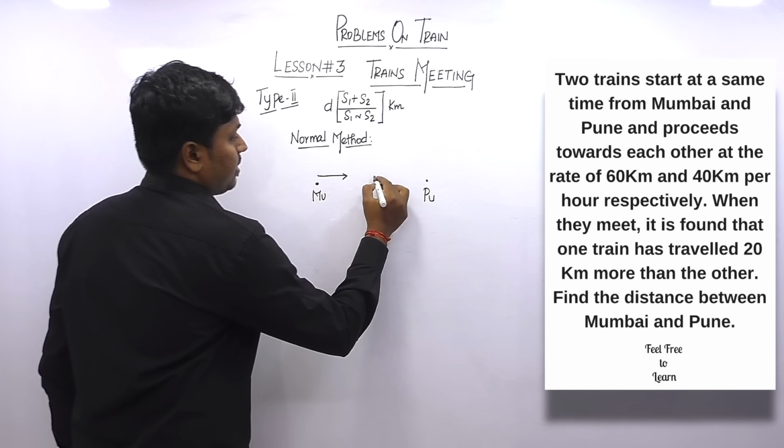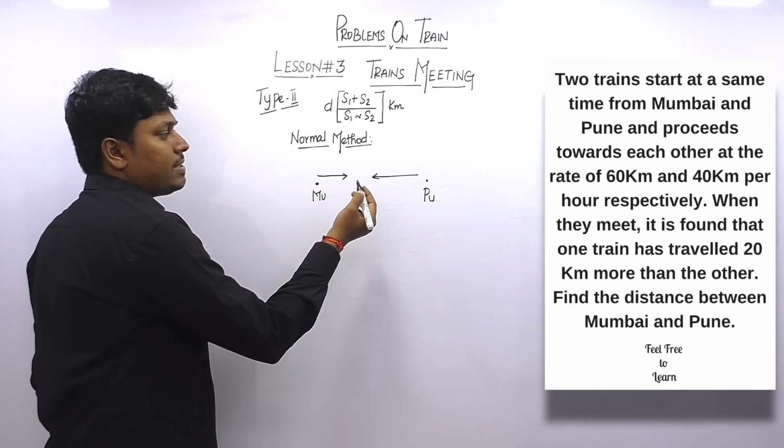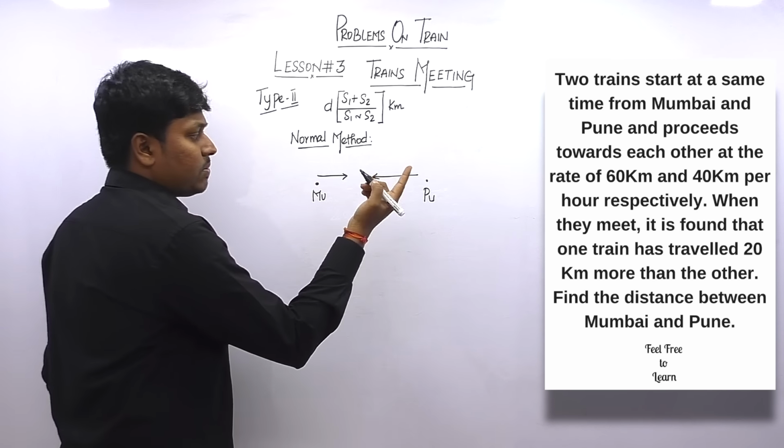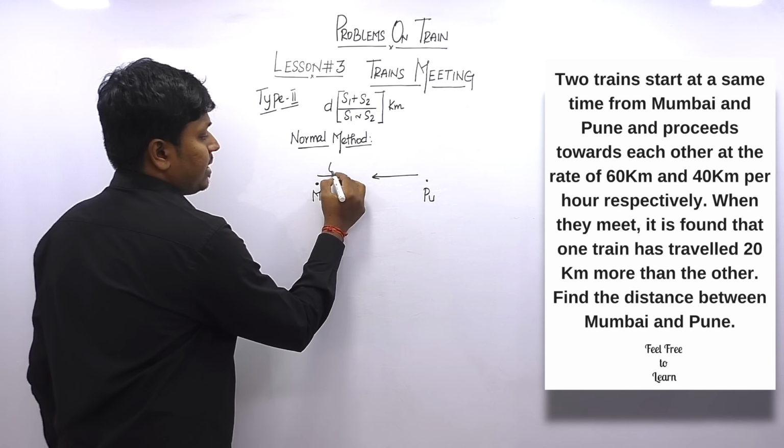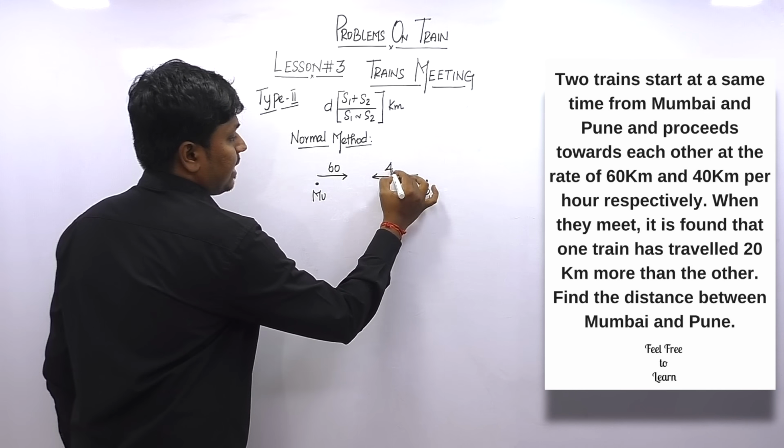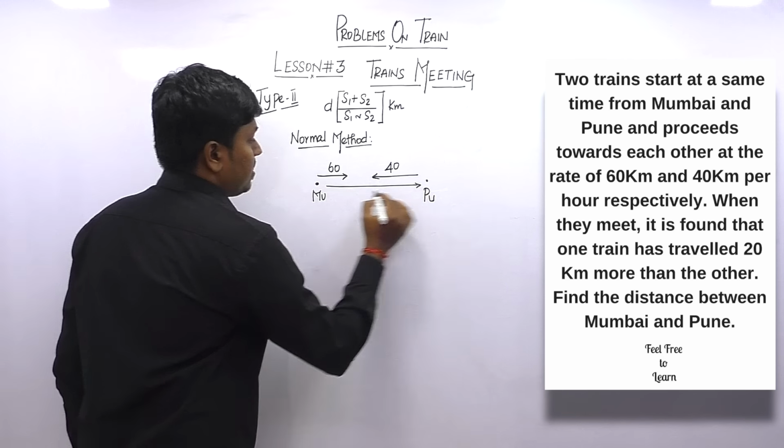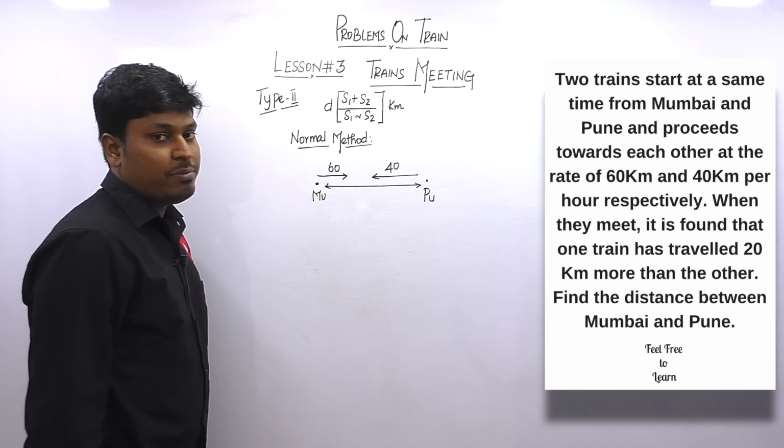So from Mumbai and another train from Pune, both the trains are starting at the same time. They have given the speed of the trains also. The first train is 60 km per hour and the second train is 40 km per hour. Our target is to find the distance between Mumbai and Pune.